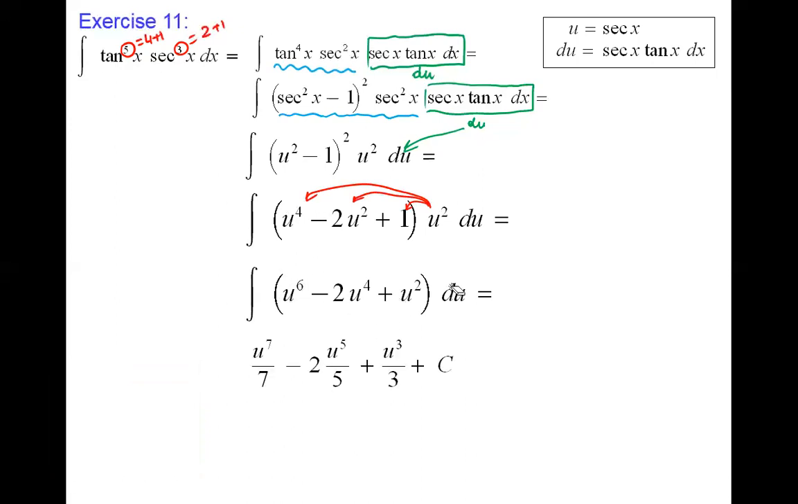The integral of u to the power of 6 du is u to the power of 7 over 7, minus u to the power of 5 over 5, copying a constant 2, u to the power of 3 over 3. And then substituting back in terms of u, secant of x. Nice.